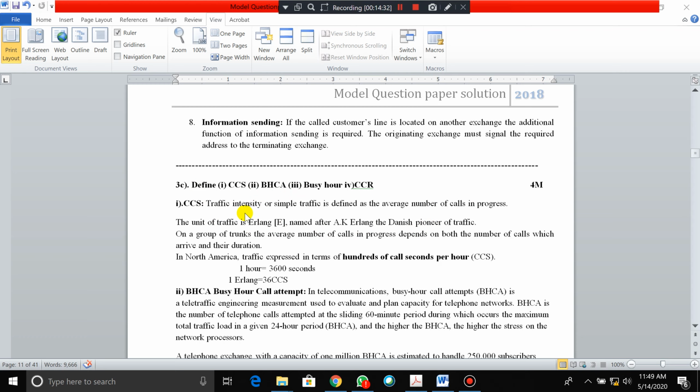CCS. Traffic intensity or simple traffic is defined as the average number of calls in progress. That means how many calls are in progress on average is nothing but CCS. The unit of traffic is the Erlang, which was named after A.K. Erlang, a Danish pioneer of traffic.